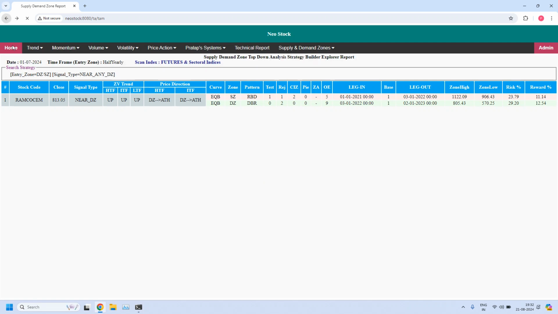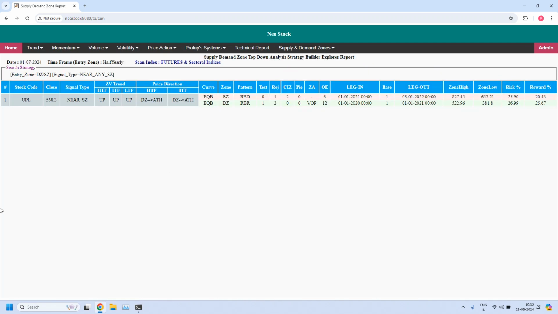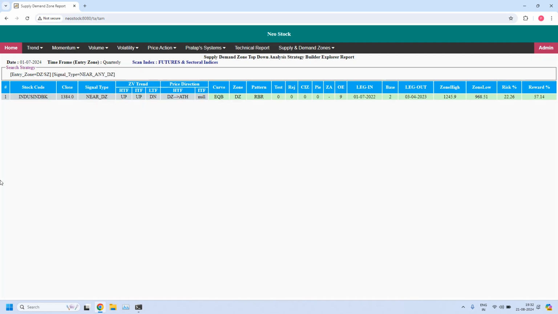Okay, the next report. For half yearly time frame, let us find the stocks near half yearly supply zone. So one stock is filtered near to the half yearly supply zone. The next report, changing the time frame to quarterly, and let us find the stocks near quarterly demand zone. Only one stock is filtered near to the quarterly demand zone.